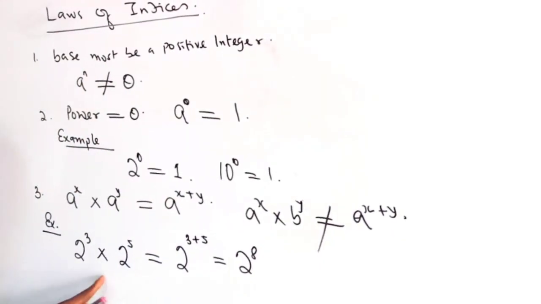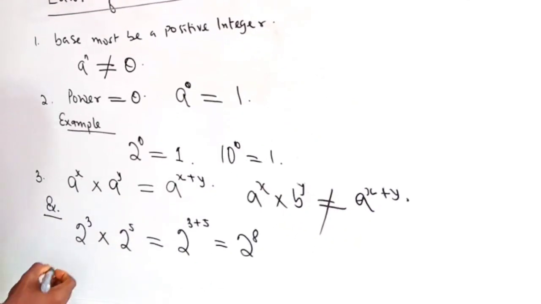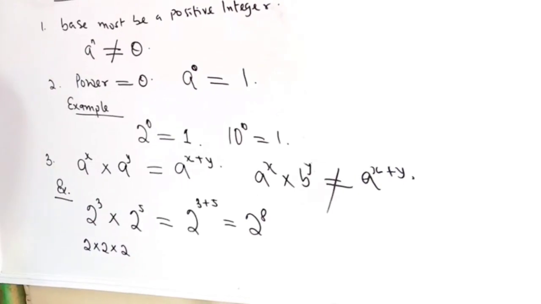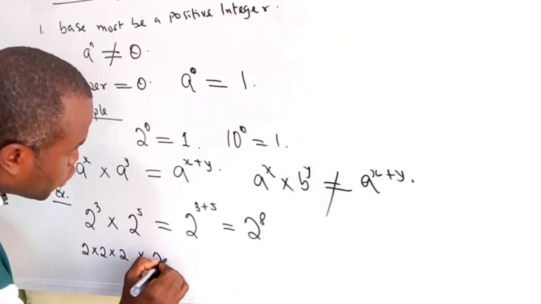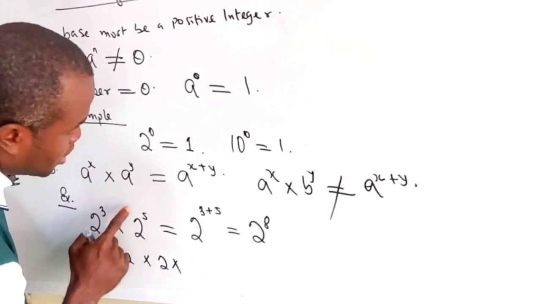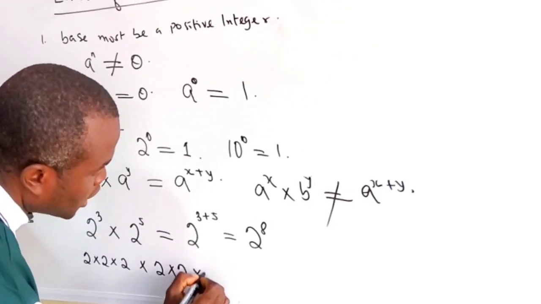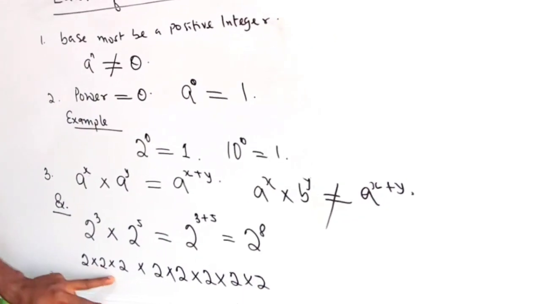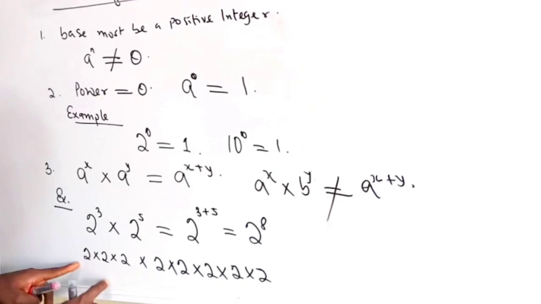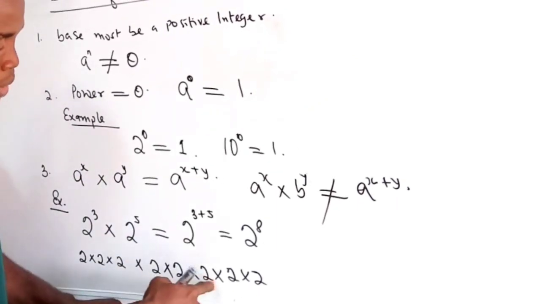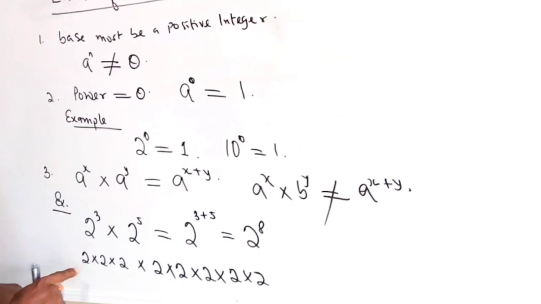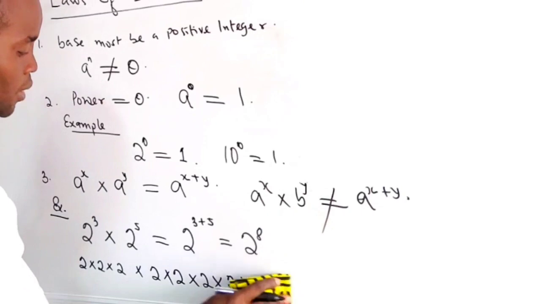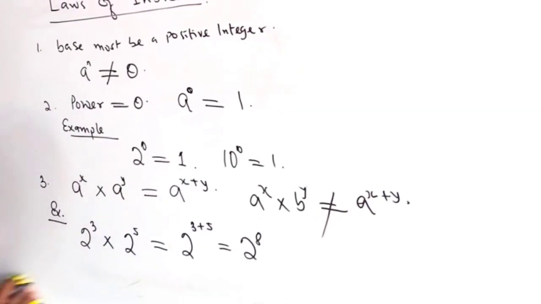Okay, let's break this down to confirm if this law is actually true. 2 raised to power 3 simply means 2 multiplied by 2 multiplied by 2, right? Multiply by 2 raised to power 5, which is 2, 3, 4, 5 places. So if you multiply 2 by 2 by 2, then by 2 by 2, and count all of these together, you discover that it is the same thing: 1, 2, 3, 4, 5, 6, 7, 8. So that proves the law, right?